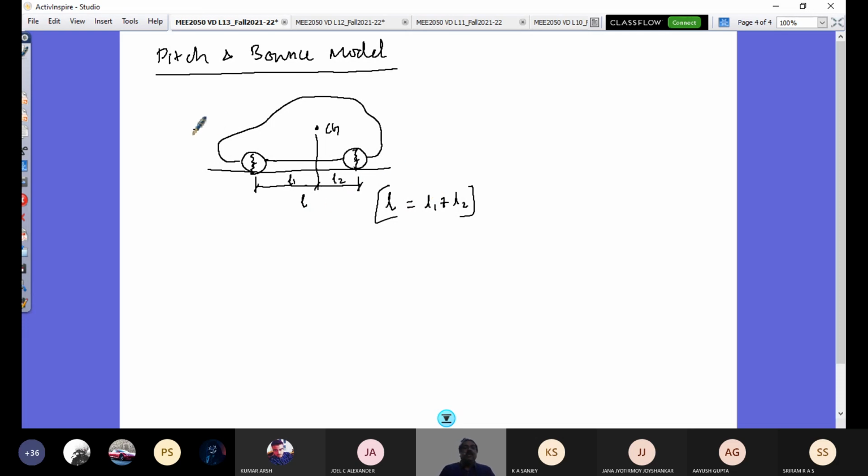And we know the convention that we follow here is this is the forward direction, and we follow the SAE coordinate system. So I would have my right hand, three fingers stretched in this fashion, thumb pointing down. So I would have my positive X direction as the forward direction of the vehicle, positive Z direction downward, and positive Y direction, the lateral direction, from left to right. So this is the coordinate system.